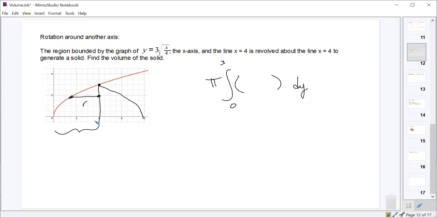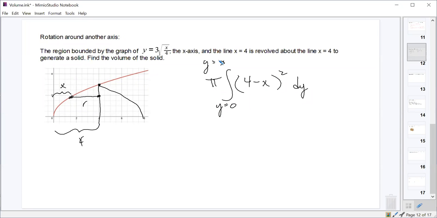It's x, but we would like want it. Well, no, this distance right here is what? From 0 to here is 4. This distance will be our x, right? So our radius ought to be 4 minus x.